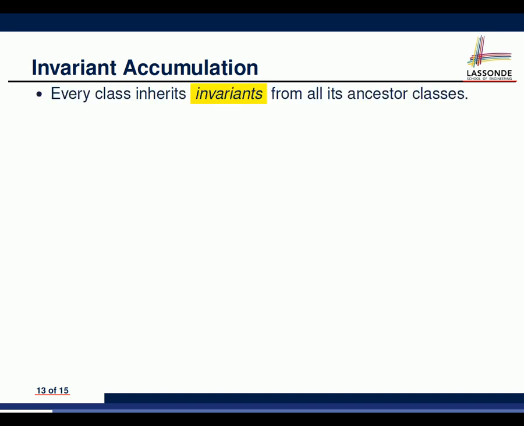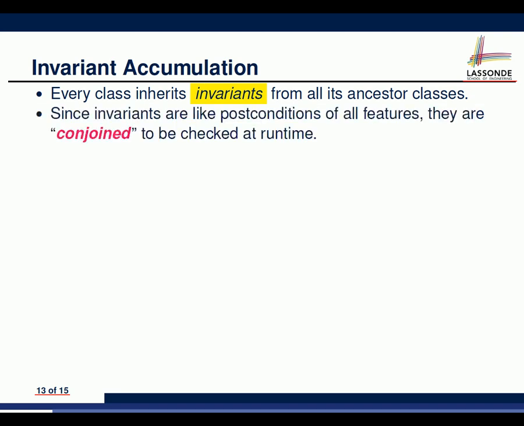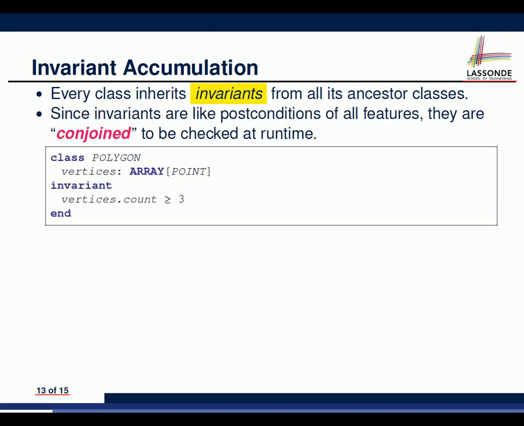Now, let's just see one example. This is a principle: every class inherits invariance from all its ancestor classes, just like postcondition. And the way we combine the invariance together is also by using conjunction. That should be no surprise to you, just like how we accumulate the postcondition. Let's see one example here.